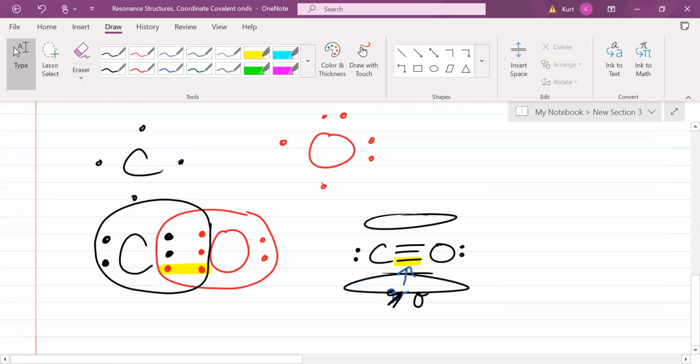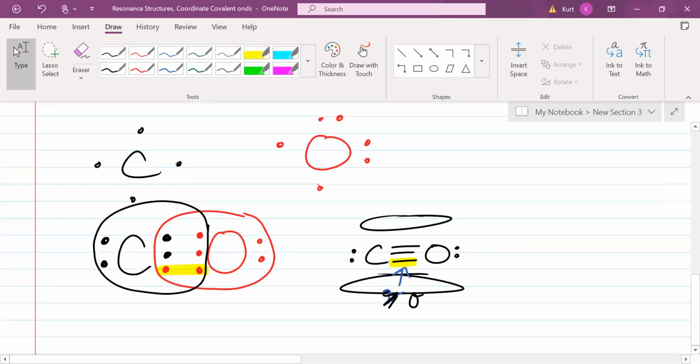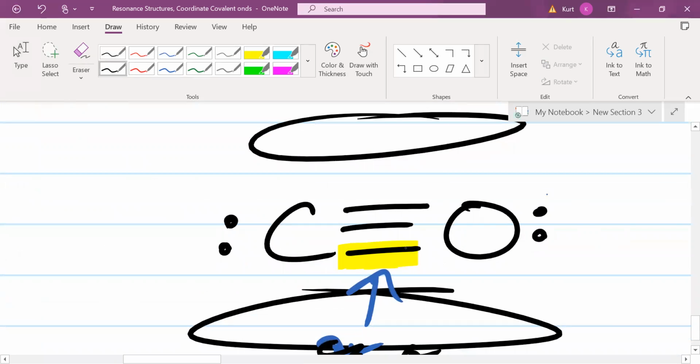So it always looks normal. Yeah, it looks normal. You just have to know that there's not going to be an indicator like I highlighted for you that, oh, that's a coordinate covalent bond. It's going to look like any other triple bond. You would just have to know that one of those bonds was formed by a coordinate covalent bond. That's like the valence electrons of each atom.